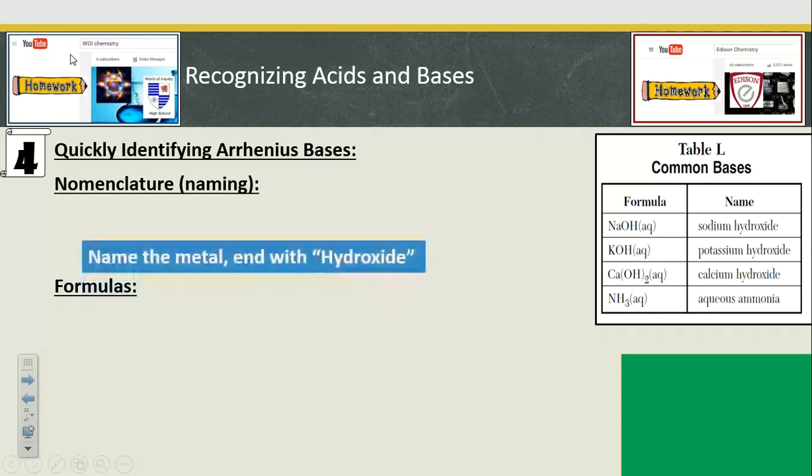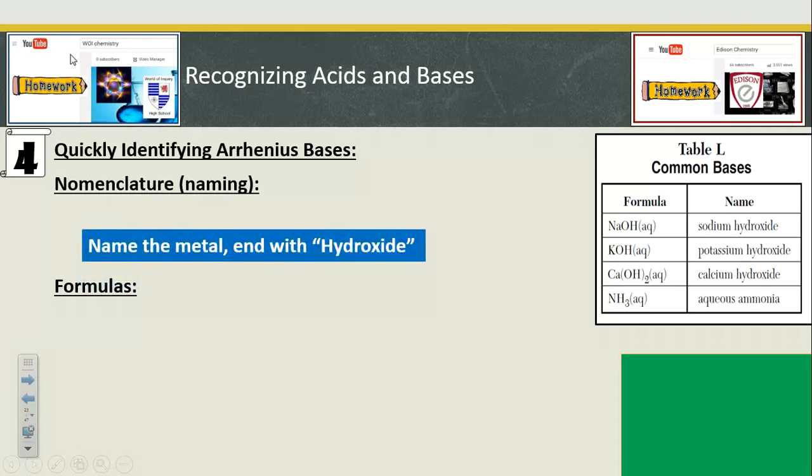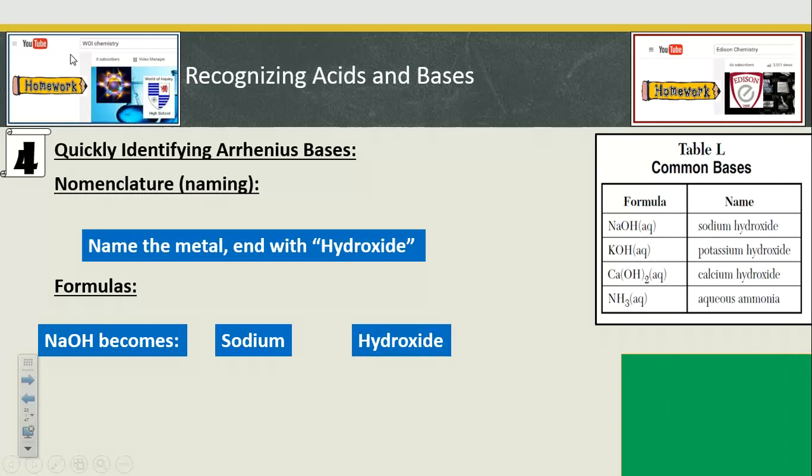So for bases, we name the metal first, and we end it in hydroxide. So sodium hydroxide would be sodium followed by an OH ion. There we go. We got the breakdown. Sodium for Na, hydroxide for OH, sodium hydroxide. That's it. We're done there.